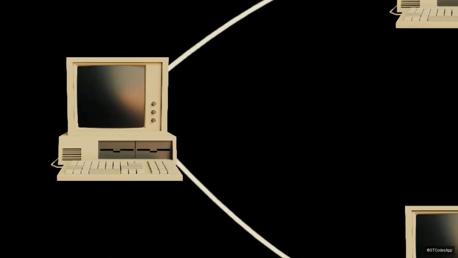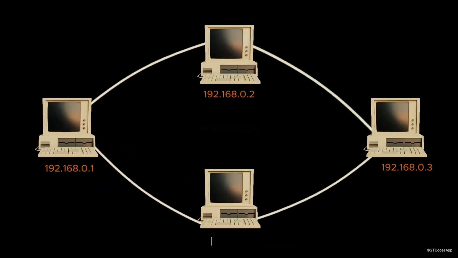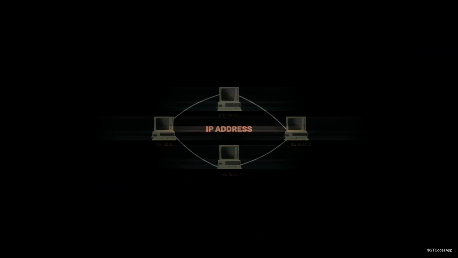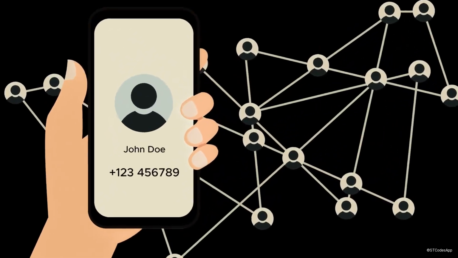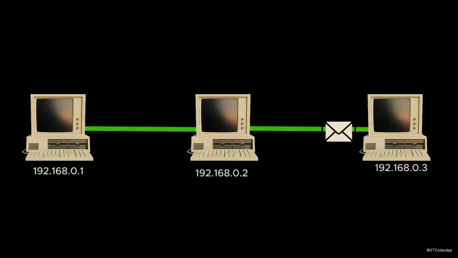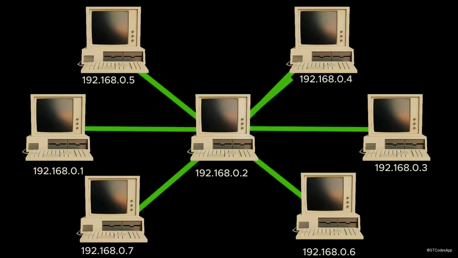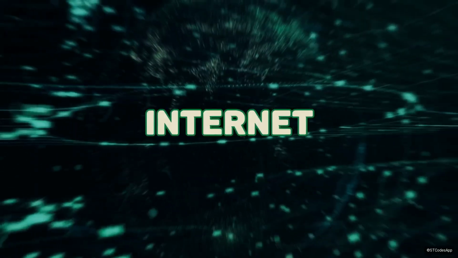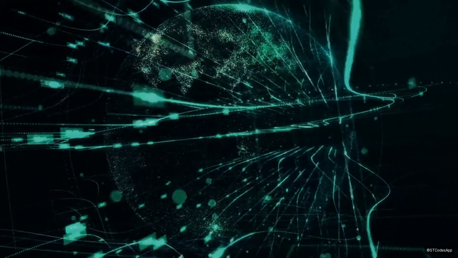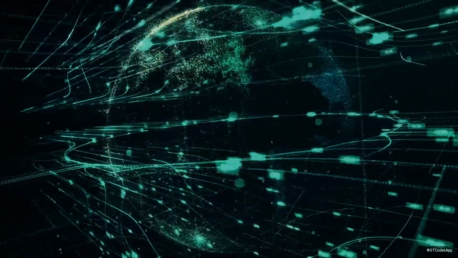To communicate, computers required a unique identifier, a numeric address known as an IP address, Internet Protocol Address. Just like phone numbers help us connect with individuals, IP addresses allow computers to recognize and exchange data with each other over a network. But as the number of computers exploded, a massive interconnected system emerged, what we now call the Internet. The Internet is essentially a global network of billions of connected computers and servers that share information.